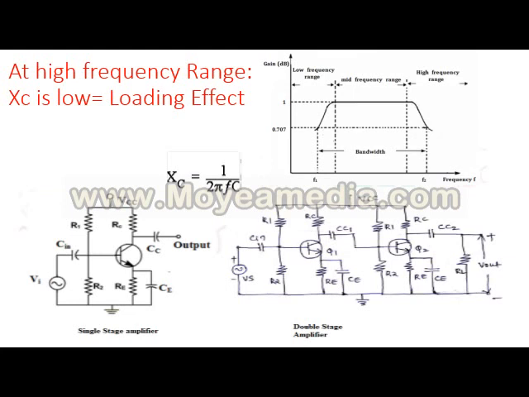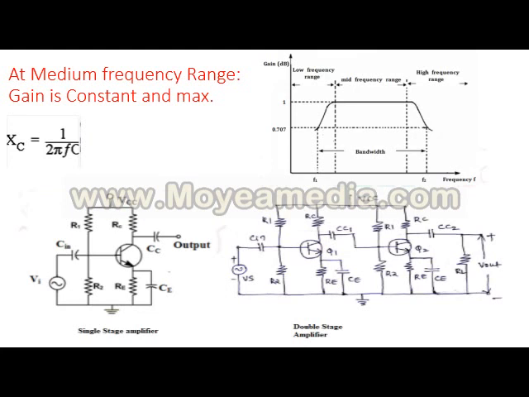So remember this Xc is equal to 1 by 2 pi Fc. When F increases, that means during high frequency range Xc is low. When reactance is low, it means the capacitor acts as a short circuit. It causes loading effect. This loading effect will reduce the voltage gain. But at mid frequency range, we can see that the gain is constant and it is maximum.